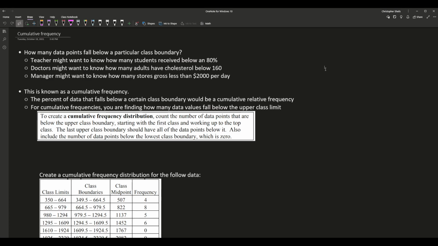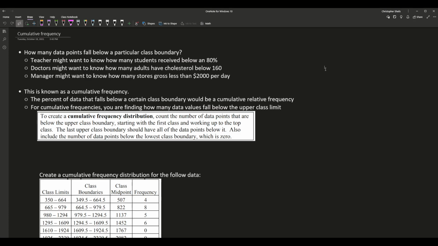This is known as a cumulative frequency. So this idea of how many data points fall below a particular class boundary, this is what we call cumulative frequency.